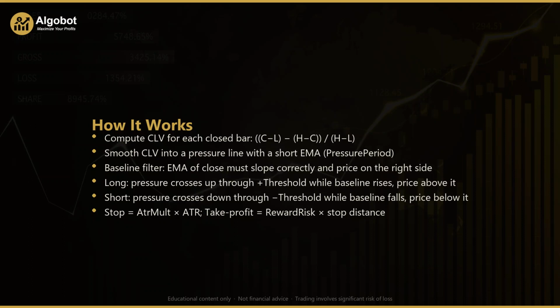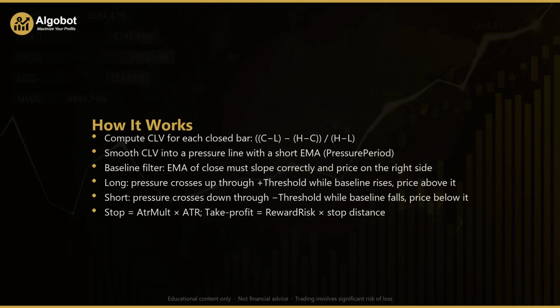A short signal is the mirror image. The market is in a confirmed downtrend and the pressure line makes a fresh cross downward through the negative threshold. Requiring a fresh cross, rather than simply an extended reading, is what lets the strategy aim for the moment control shifts, instead of chasing a move that may already be exhausted.